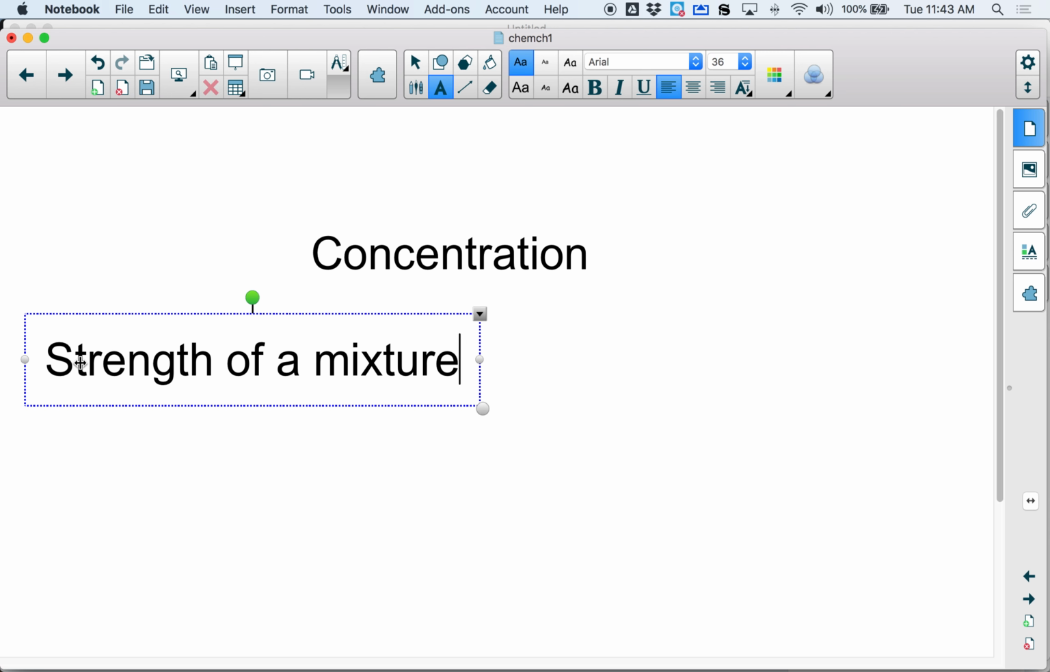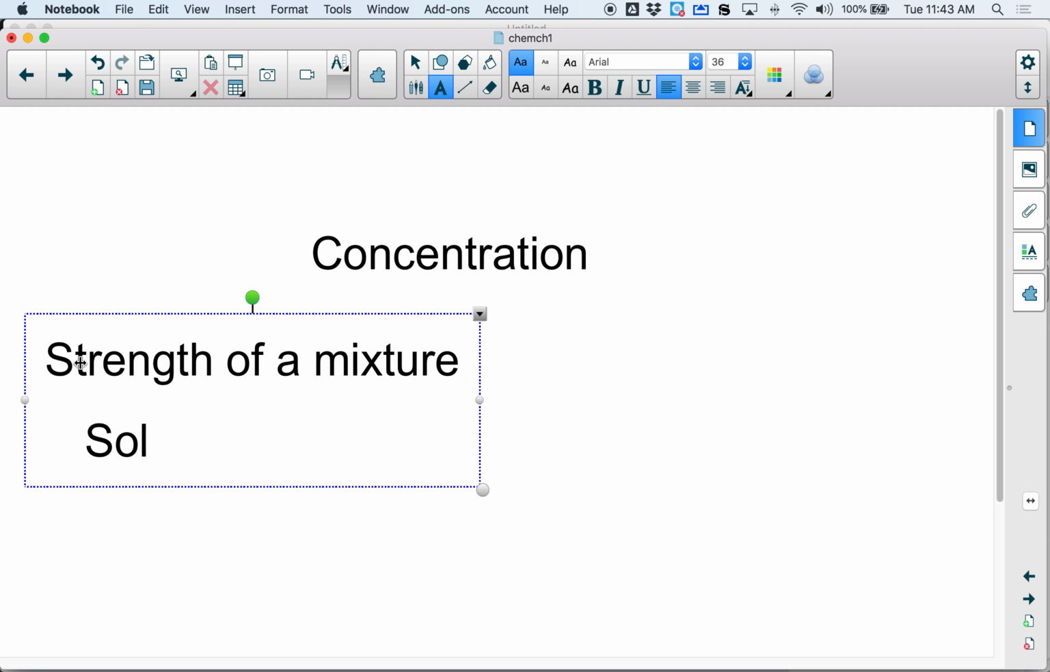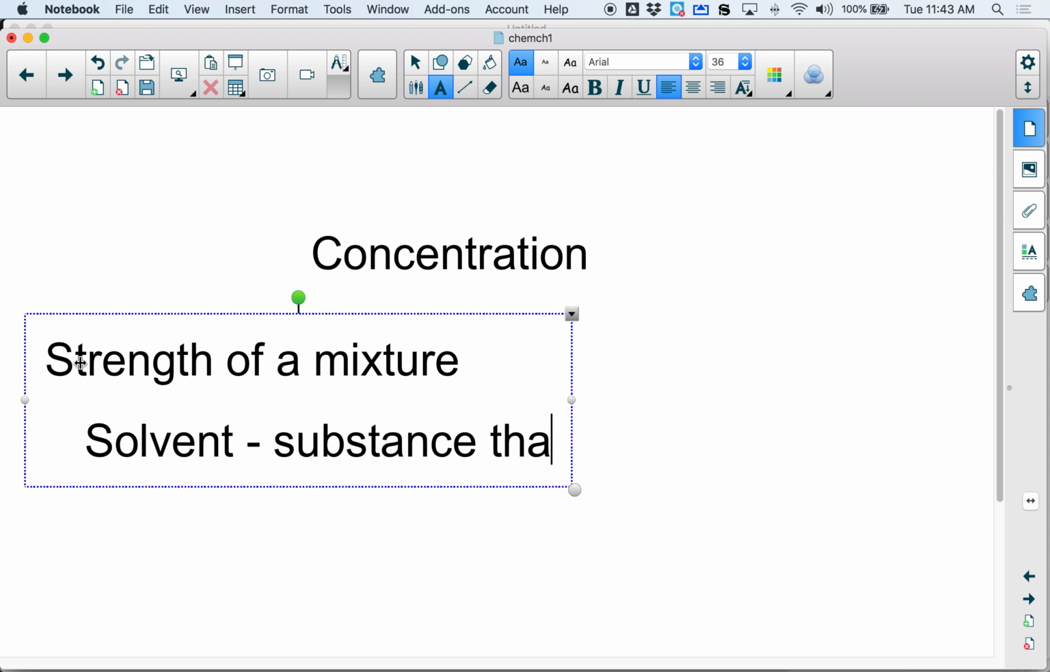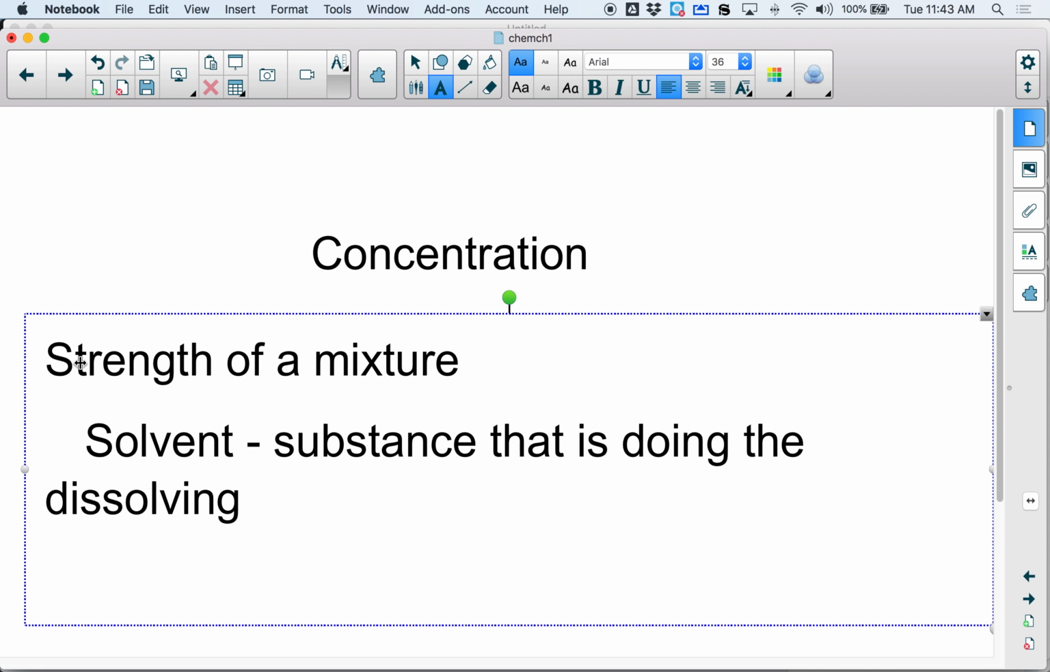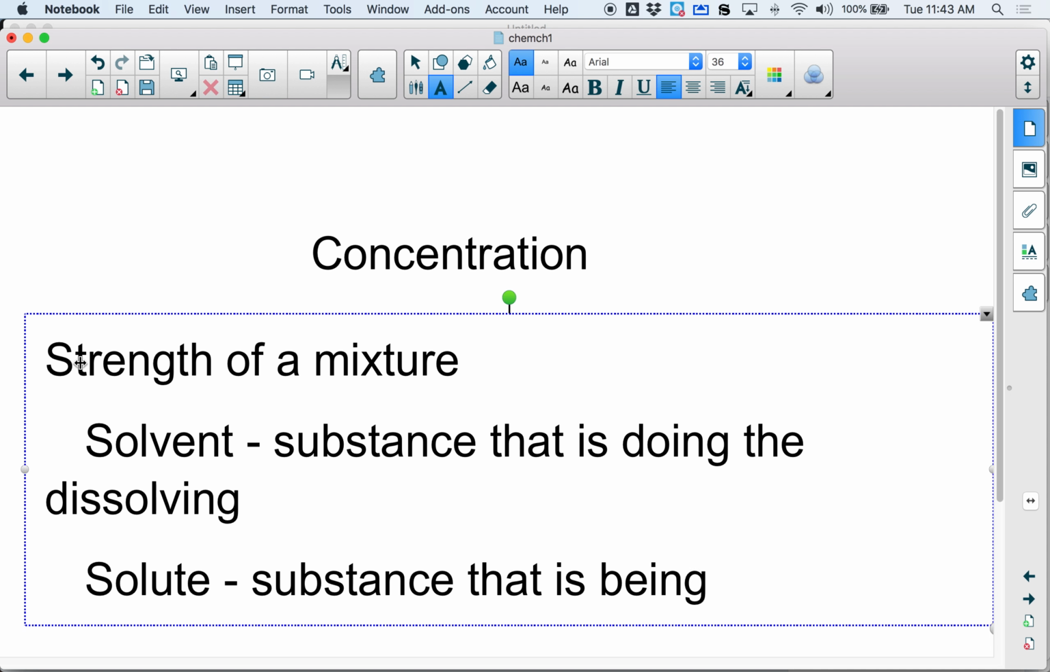For a solution, we have two terms we need to define. There is solvent, which is the substance that is doing the dissolving. And then there is the solute, and that is the substance that is being dissolved.